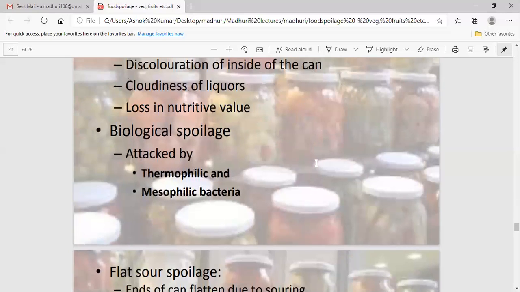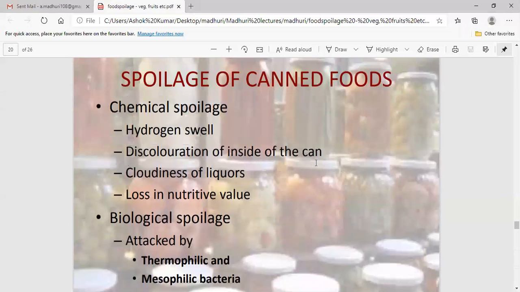Next is spoilage of canned foods. First, you have to understand what canned foods are. The foods which are preserved by keeping in a can and subjected to hot water treatment. Canned foods, okay? They are called canned foods.